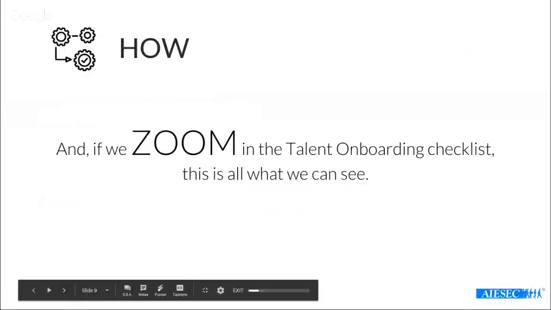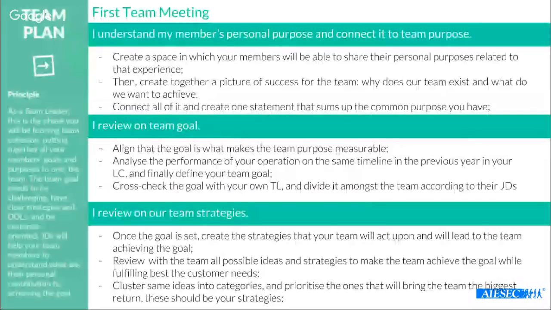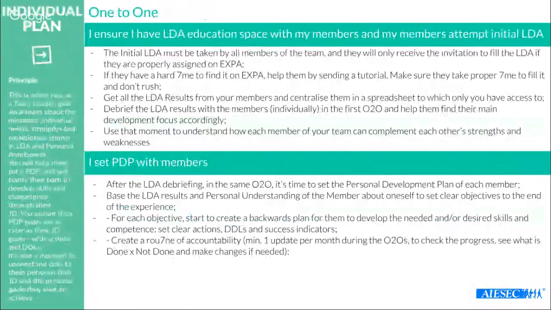So yeah, going back to how we are going to do this, after you know what things are included in the talent onboarding plan or toolkit. If you join in the talent onboarding checklist, this is what we can see. I separate it into three main things that will happen, which we can find in Blue Code as well for the talent onboarding checklist, which are first team meeting, one-to-one, and also practical learning.